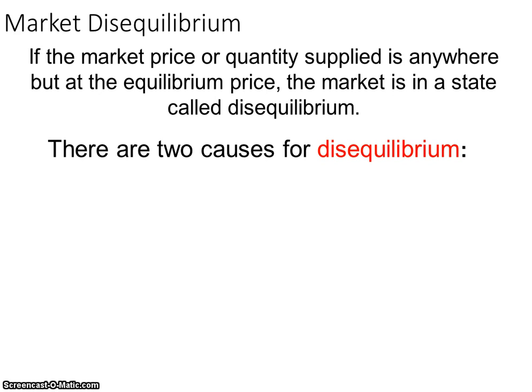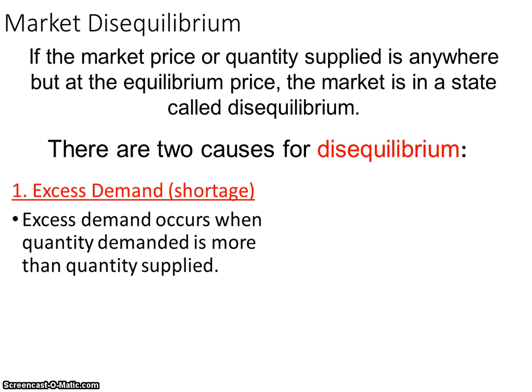There are two causes for disequilibrium. The first is excess demand, which is what creates our shortage. This occurs when quantity demanded is more than quantity supplied. If a lot of people are demanding a good, but producers are not supplying enough, there are going to be empty shelves in stores, or empty refrigerators in restaurants, because there's not enough being supplied to meet the needs of all the people wanting them.